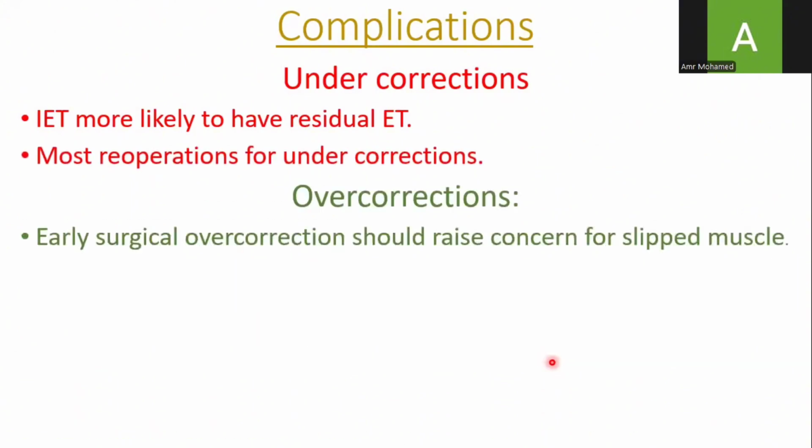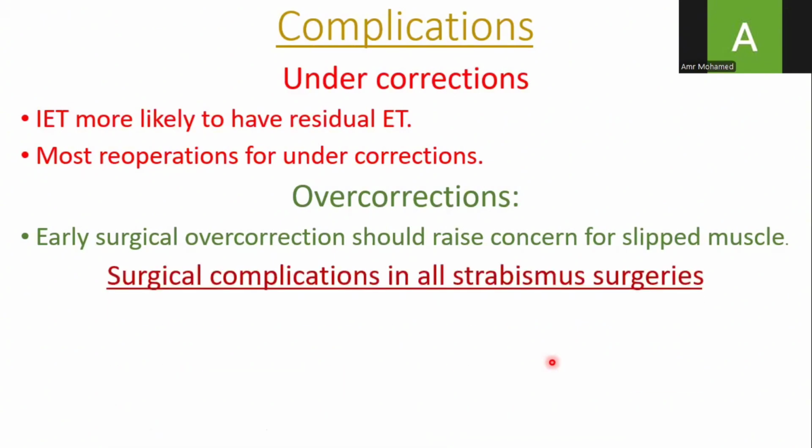Overcorrections also might happen. Early surgical overcorrection should raise concern for a slipped muscle. If you did, for example, BMR recession 5 millimeters for 40 prism diopter esotropia, and on postoperative day 1 you find the patient with a large exotropia, maybe 30 prism diopter exo or so, and limitation of adduction, that should raise the concern of muscle slippage, and you should take the patient immediately to the theater to explore and see what is happening.